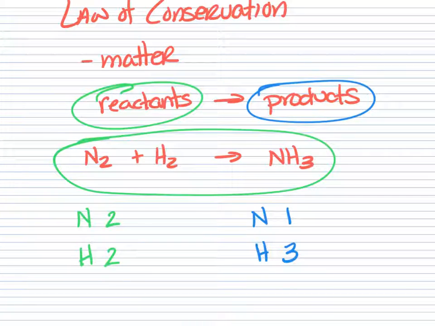Well, that's bad news, because the law of conservation of matter says the number of atoms I have on the reactant side has to be the same as the number of atoms I have on the product side. So 2 and 1 don't match, and 2 and 3 don't match. So what we're going to have to do is get those to be the same. And we're going to do that by using coefficients. And coefficients are the numbers that are in front of these formula units.